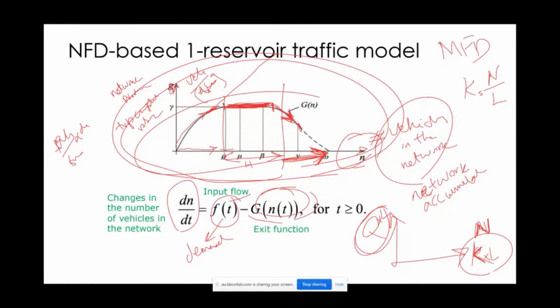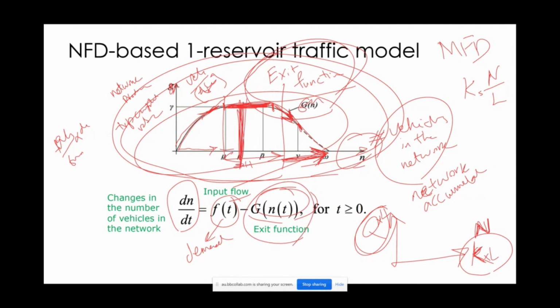So this whole function, which is equivalent to MFD, in the literature is also called the exit function. And if we have this curve, capital G of N, this can give us the outflow. So given any number of vehicles in the network, you tell me the number of vehicles in the network, I can estimate how many vehicles exit the network or reach their destination per unit of time. So that will give us this exit function.